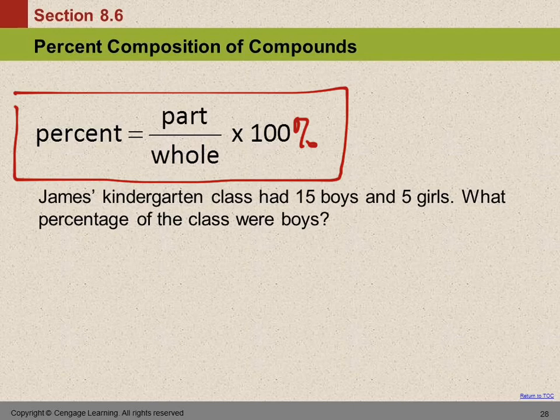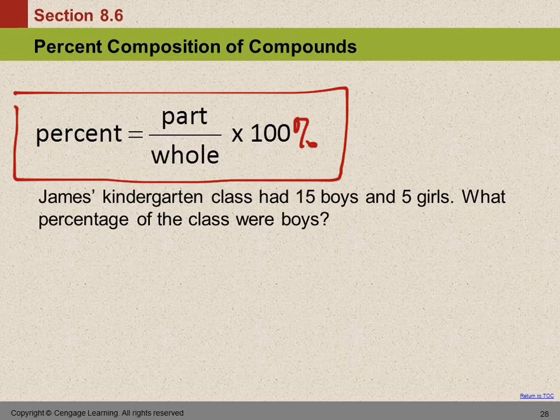So here's my example. James is my oldest son. He's now a junior in college. But his kindergarten class had 15 boys and 5 girls. Doesn't that sound fun? What percentage of the class were boys? 75. These numbers are easy. We understand boys and girls and numbers like 5 and 15.